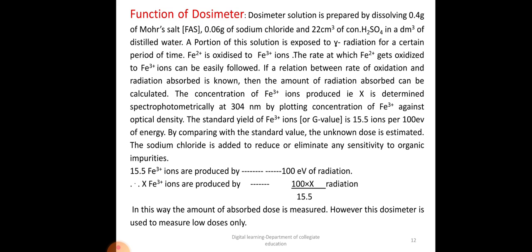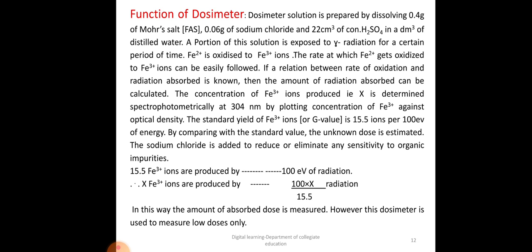Function of dosimeter. Dosimeter solution is prepared by dissolving 0.4 gram of Mohr's salt, 0.606 gram of sodium chloride and 22 centimeter cube of concentrated sulfuric acid in a dm cube of distilled water. A portion of this solution is exposed to gamma radiation for a certain period of time. Fe2 plus is oxidized to Fe3 plus ions. The rate at which Fe2 plus gets oxidized to Fe3 plus ions can be easily followed.